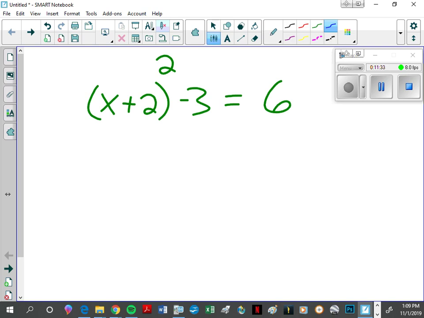So let's look at the x and figure out what is closest to it. What happens to the x first? This is step 1 for the x, and then this is step 2, and this is step 3. Does everybody understand that? Now, in order to reach the x, we have to peel the layers apart one at a time, starting on the outside. So what do I do first? Add 3.